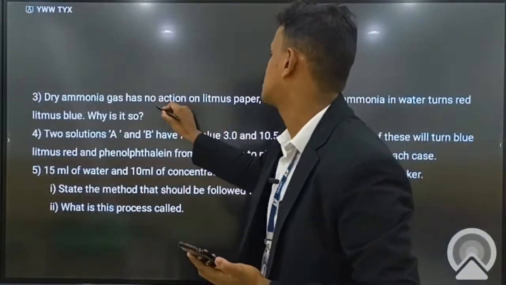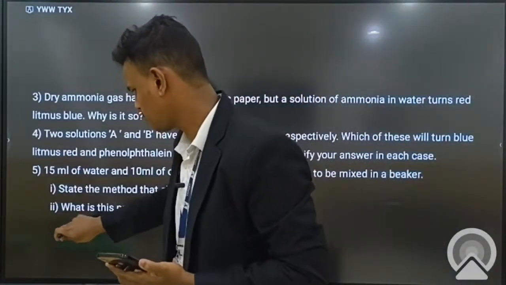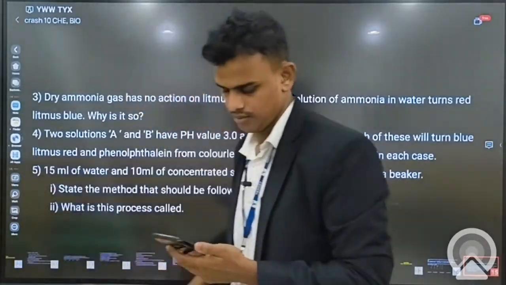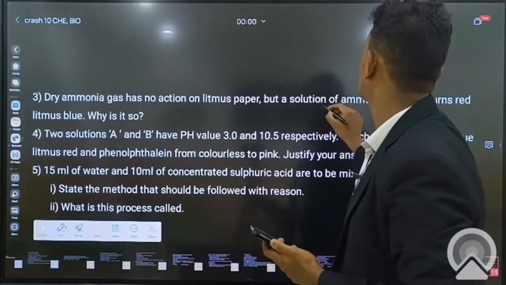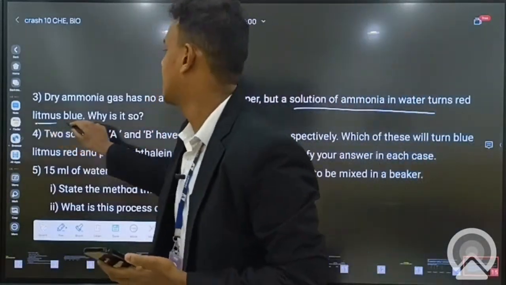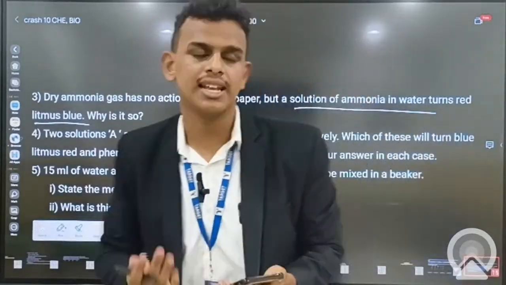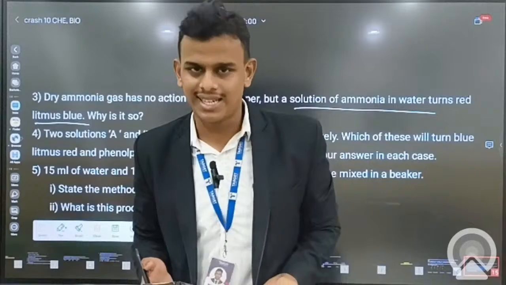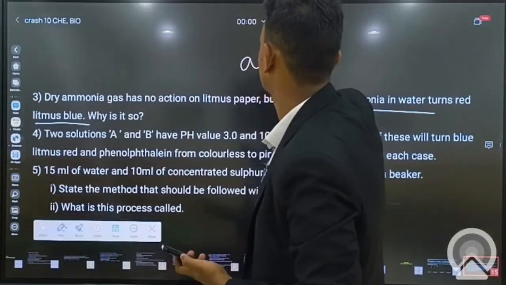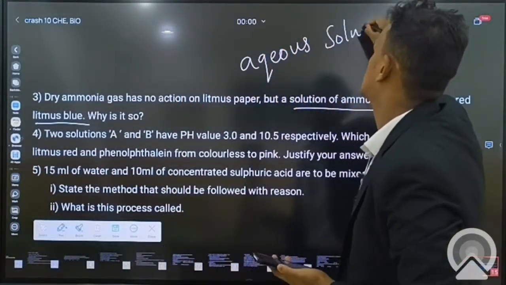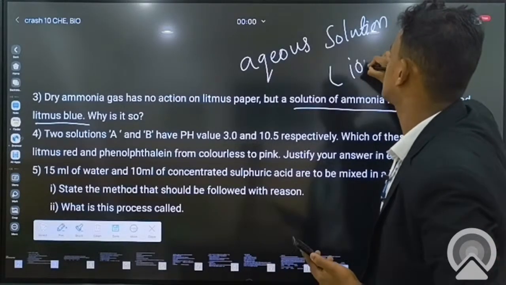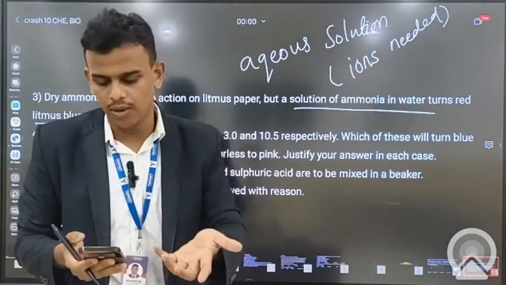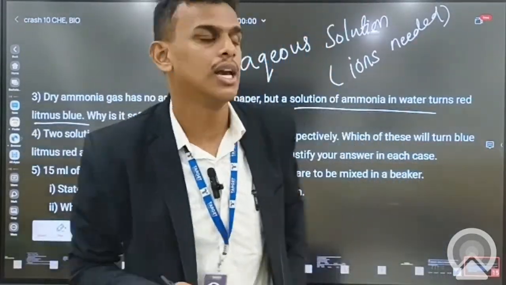Dry ammonia gas has no action on litmus paper, but a solution of ammonia turns red litmus blue. So what is the reason? In litmus paper, the things should be wet, an aqueous solution is needed. Why an aqueous solution? Same as in double displacement, ions are needed. In litmus paper we need ions. So we cannot take dry litmus paper or a dry substance. Okay, so that is the reason.